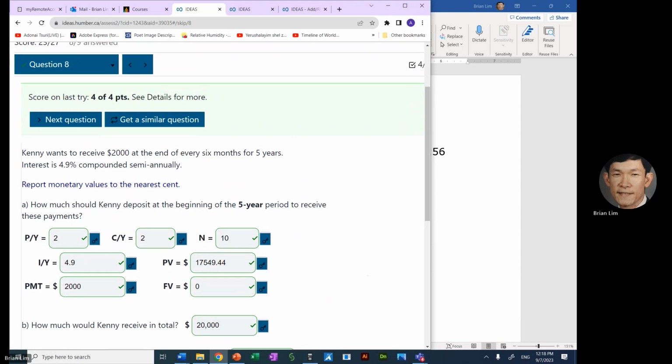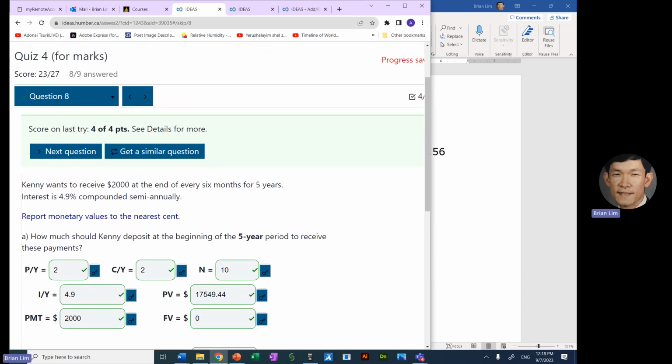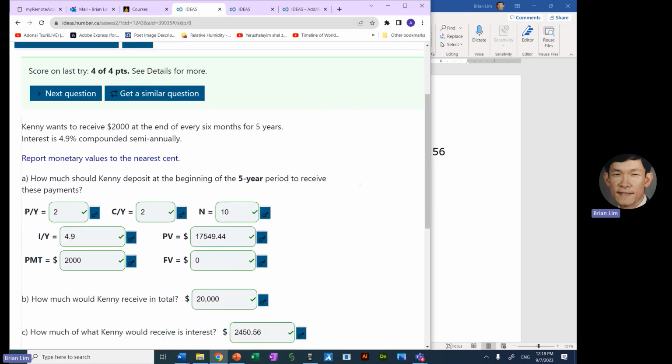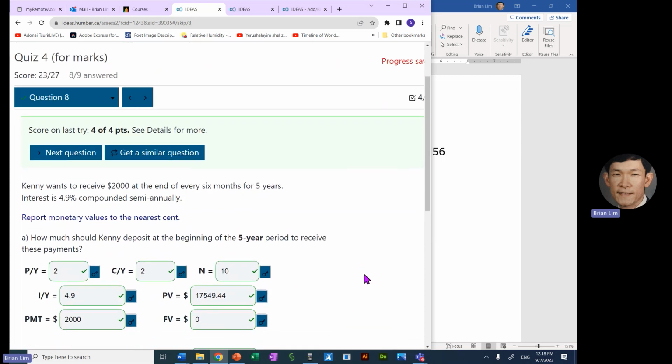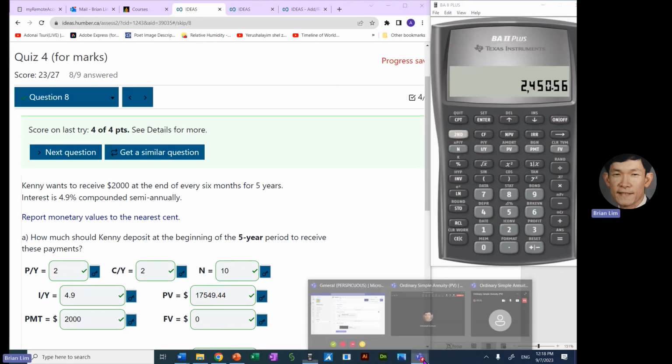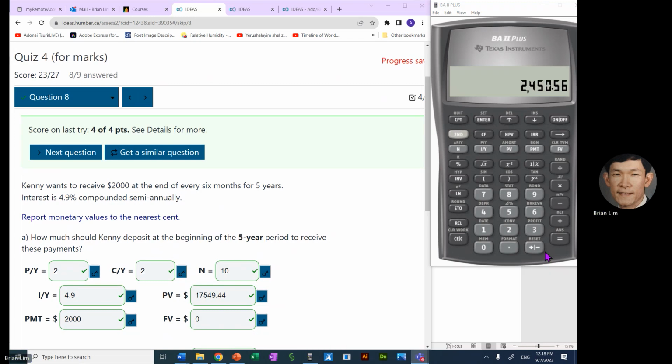So Kenny deposits $17,549.44, but because there is interest, that is why Kenny can receive $2,000 for 5 years. So in effect, Kenny receives this $20,000, and the amount of interest is $2,450.56. And that brings us to the end of another episode in annuities.